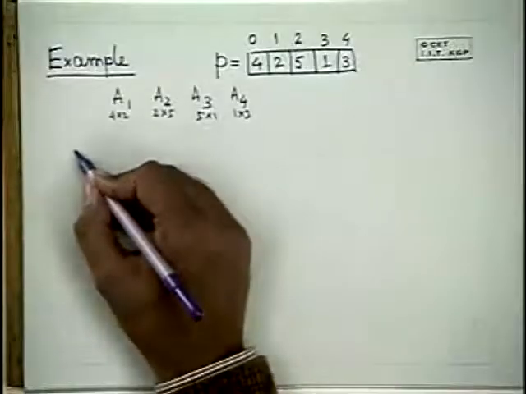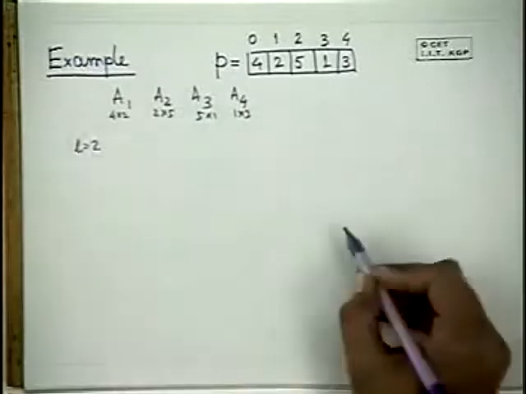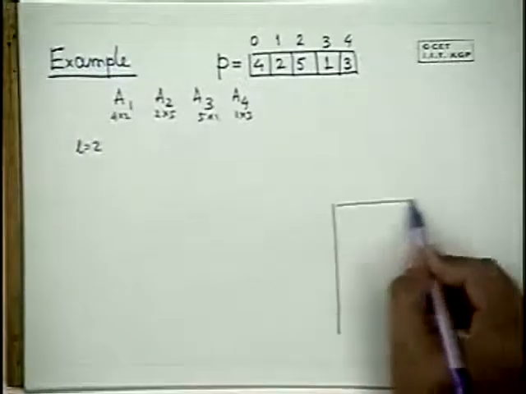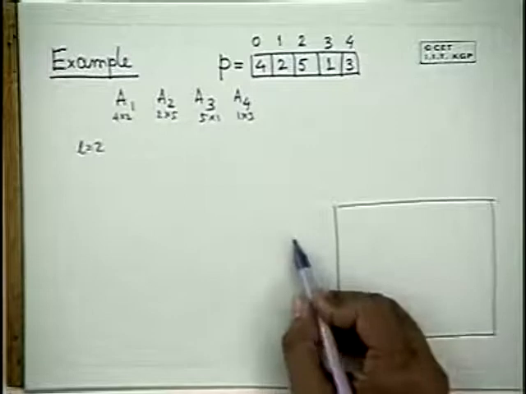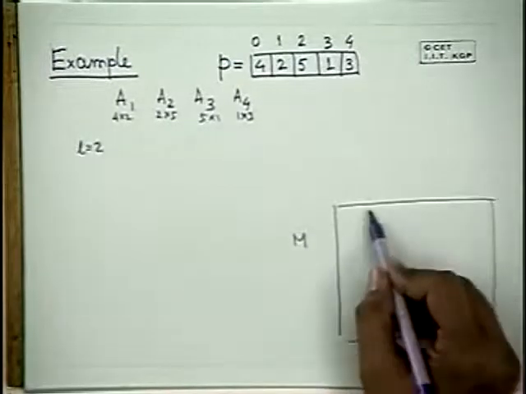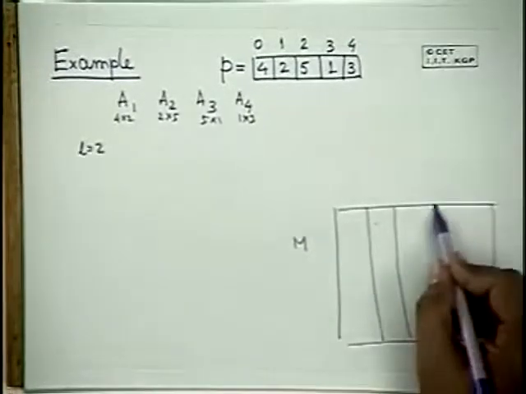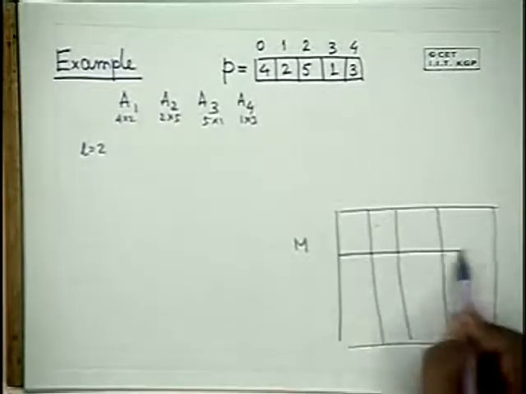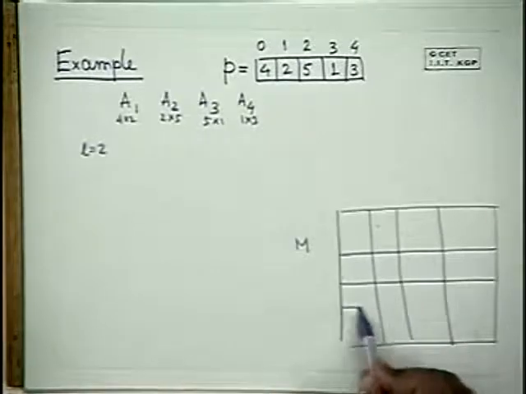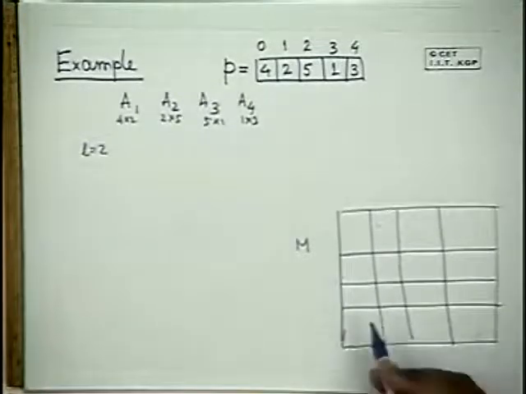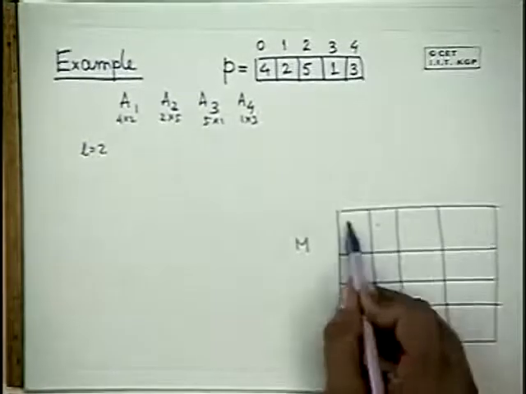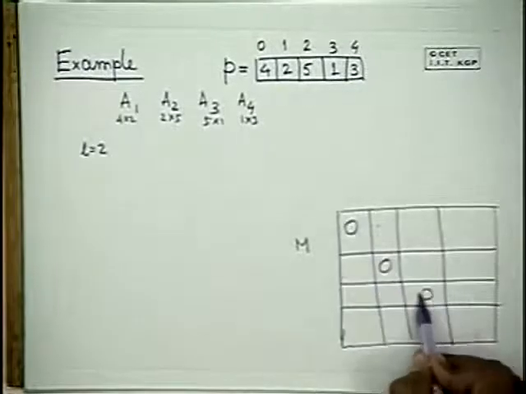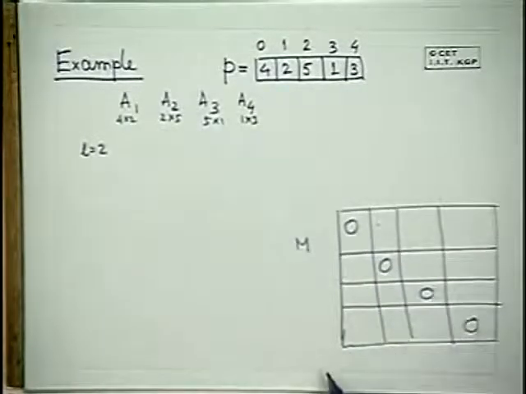Now we have to go back to the algorithm. So initially our value L is equal to 2. So I just write here the values of M. So this is my M. 1, 2, 3, 4. 1, 2, 3, 4. So all the diagonal elements are initialized to be 0. So these are already kept as 0.